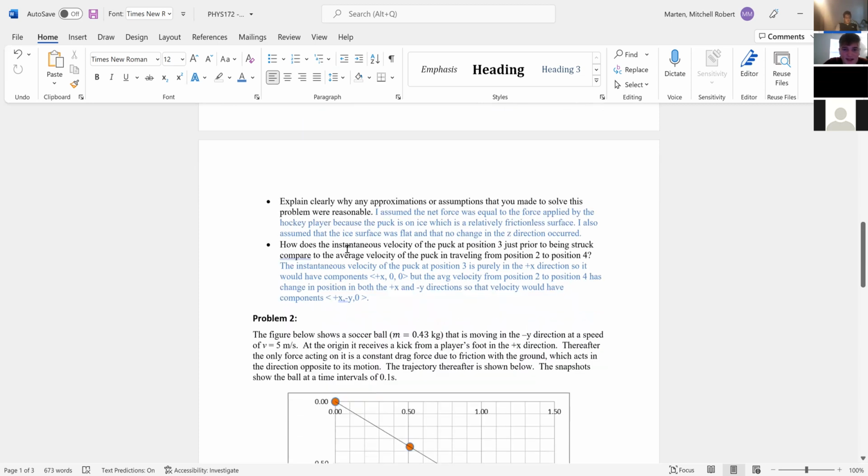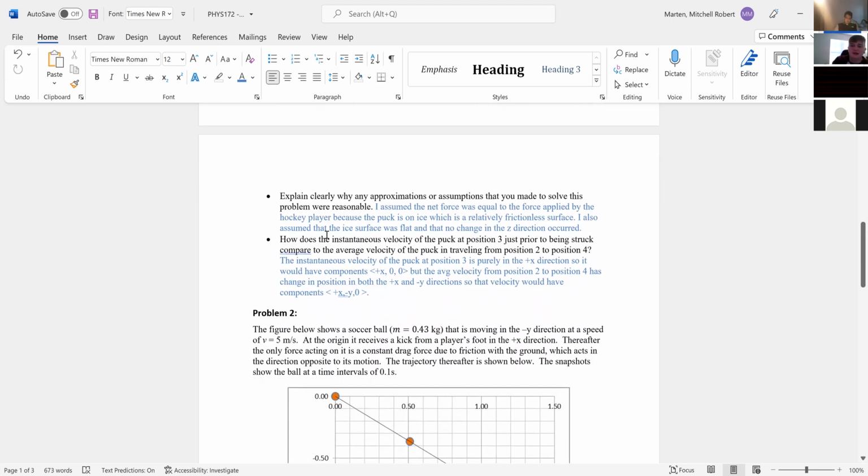And then, how does the instantaneous velocity of the puck at position 3 prior to being struck compare to the average velocity of the puck in traveling from 2 to 4? I said the instantaneous velocity of the puck at position 3 is purely in the positive x direction, so it would have components positive x, 0, 0, but the average velocity from position 2 to 4 has changed in position in both the positive x and negative y directions, so the velocity would have components positive x, negative y, and 0, which would make them different, obviously. Do you guys agree?